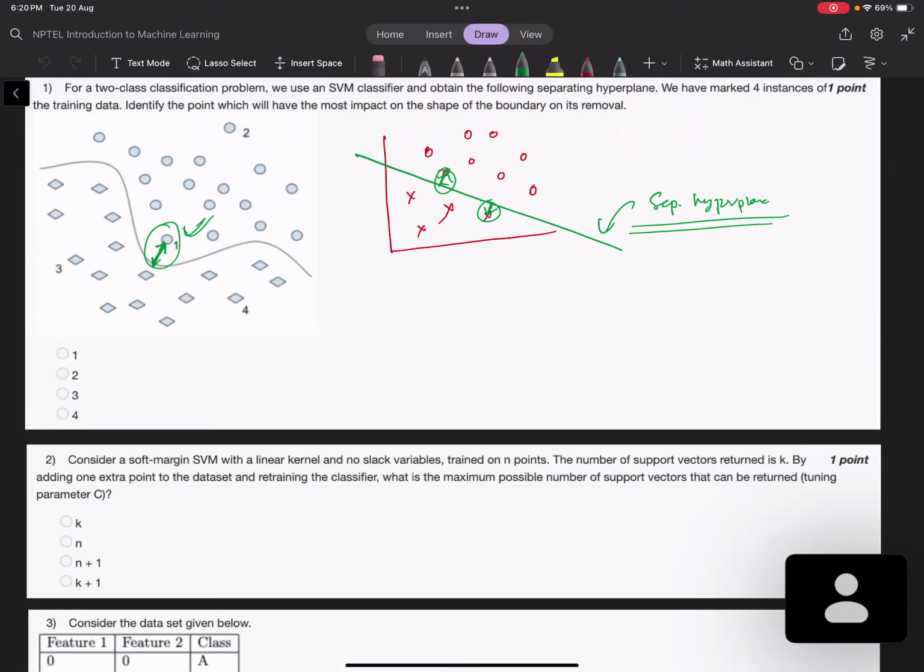Question number 2 is: consider a soft margin SVM with a linear kernel and no slack variables, trained on n points. The number of support vectors returned is k. By adding one extra point to the dataset and retraining the classifier, what is the maximum possible number of support vectors that can be returned? Training parameter C. Yeah, it's a good question.